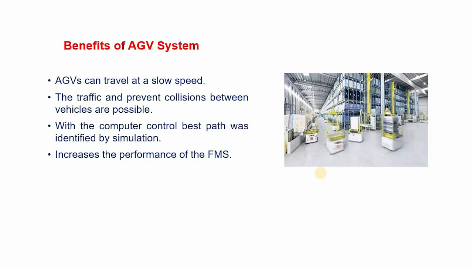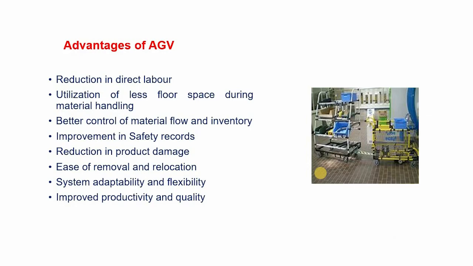With the computer control, the best path is identified by simulation. By using simulation techniques in the computer control, it provides the optimum path for automated guided vehicle systems to move the loading and unloading arrangements and materials. It helps to increase the performance of flexible manufacturing systems.